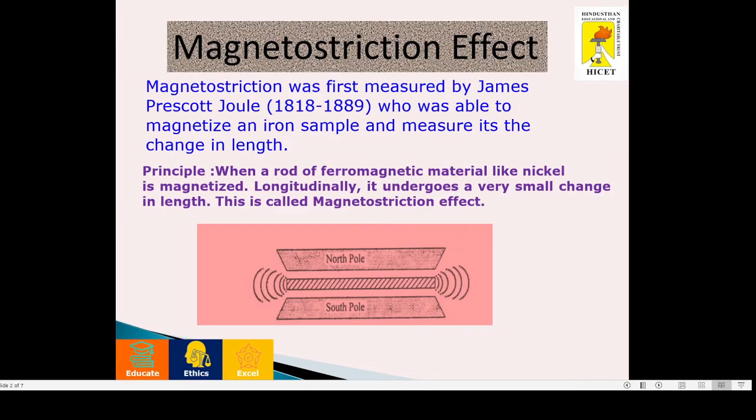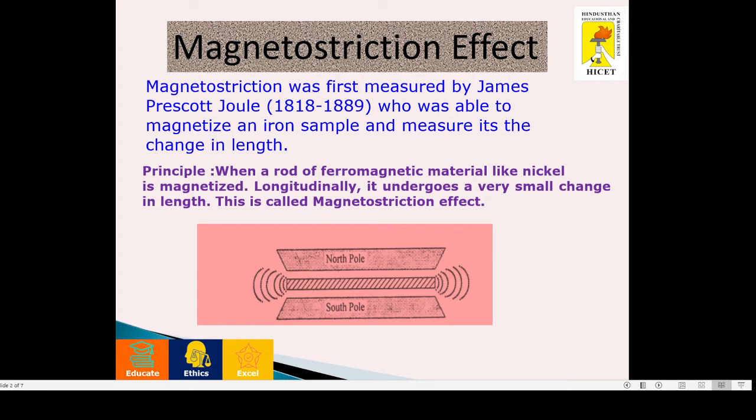Magnetostriction effect. This effect was discovered by James Prescott Joule, who lived from 1818 to 1889. He used an iron sample and measured its change in length.